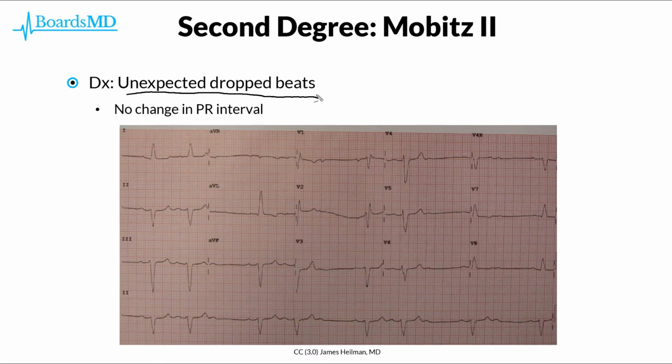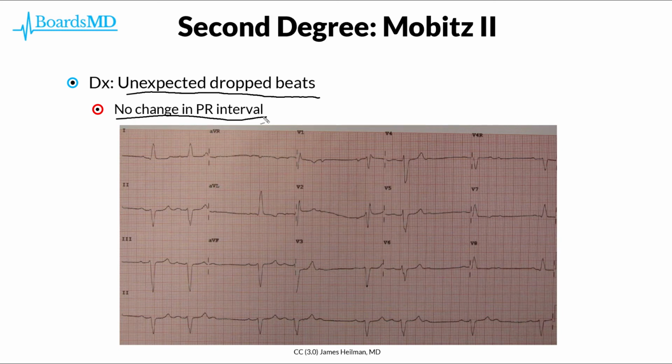Additionally, in very high yield to distinguish Mobitz 2 from Mobitz Type 1 or Wenckebach is that in Mobitz Type 2, these patients will have no change in their PR interval. We are not going to see any of that PR prolongation that we saw in our patients with Mobitz Type 1 or Wenckebach.